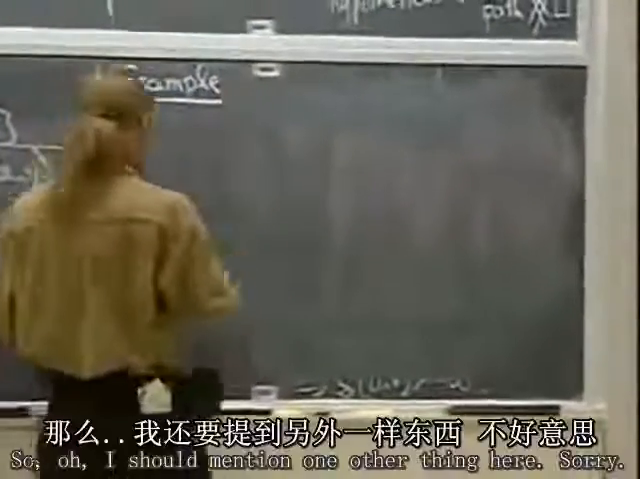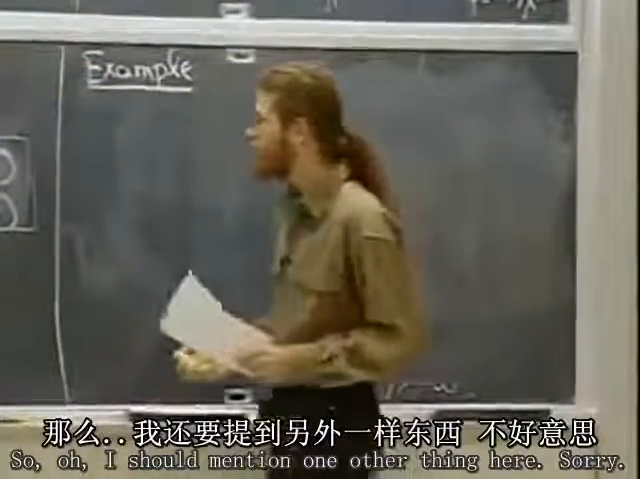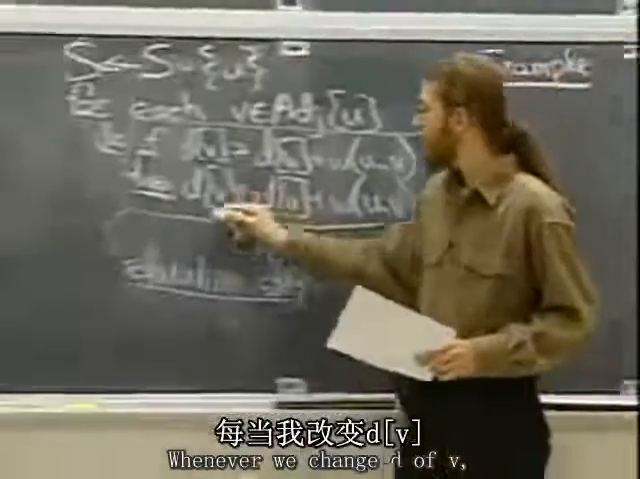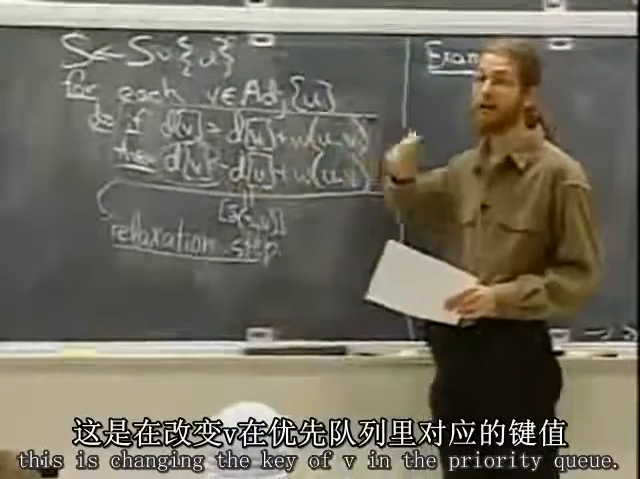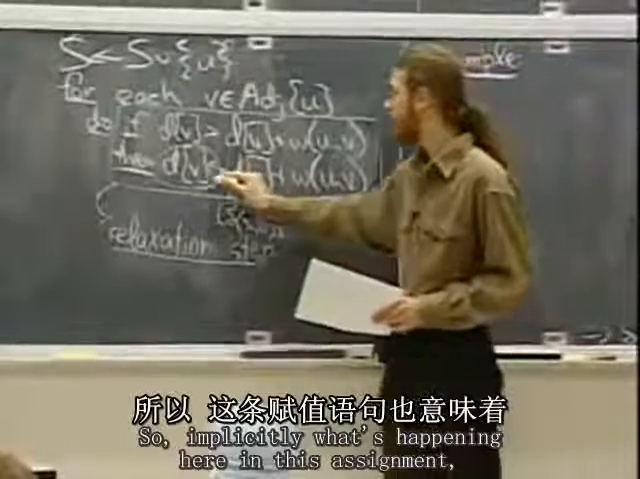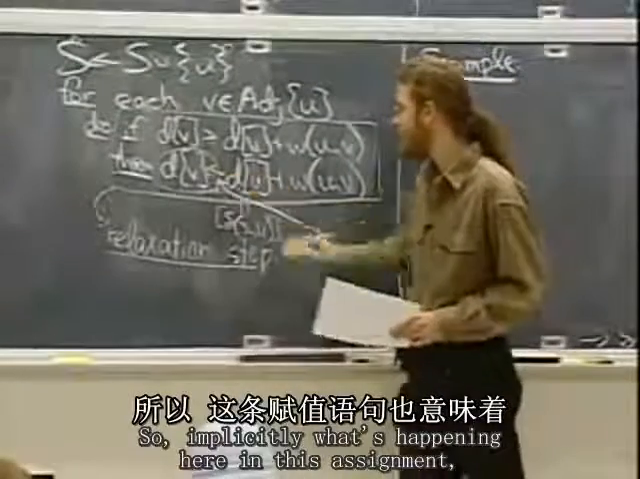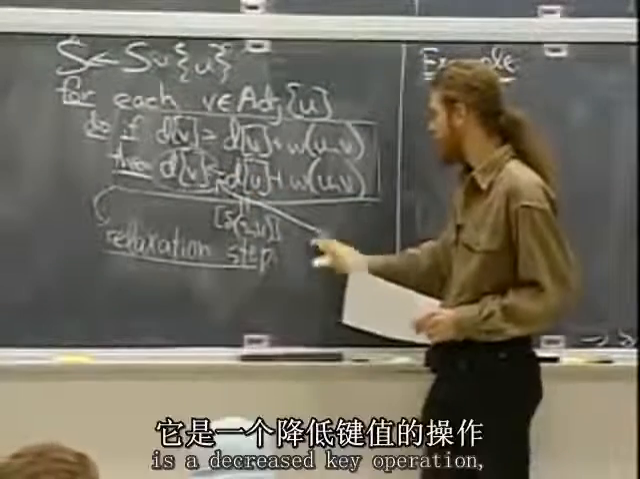Let's take, oh, I should mention one other thing here, sorry. Whenever we change d of v, this is changing the key of v in the priority queue. So implicitly what's happening here in this assignment, it's getting a bit messy, is a decrease key operation.